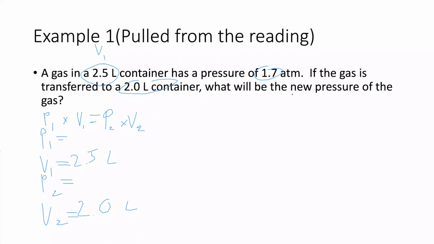For the second pressure, that's what our question is asking: what is the new pressure in our new container? That's going to be our unknown. Now that we identified what we have, P1 was simply 1.7 ATM. We're going to solve for P2.